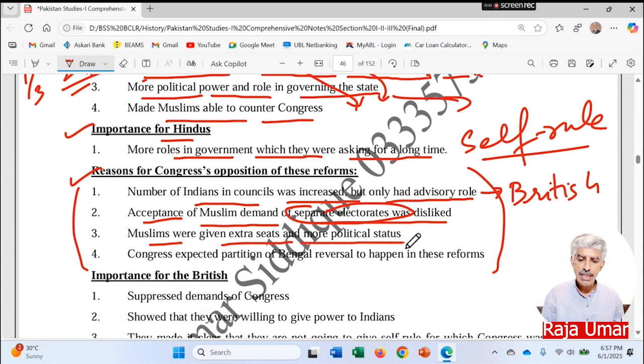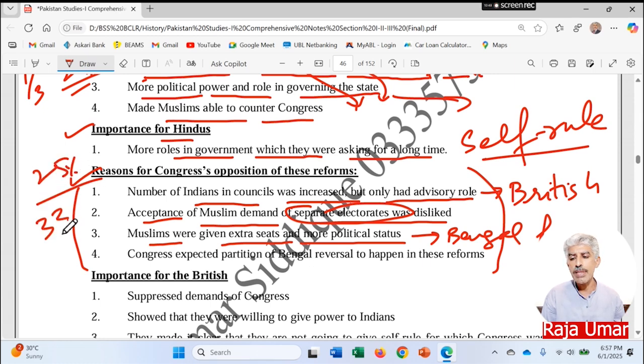Muslims were given extra seats and more political status in Bengal and Punjab, as I told you. So this angered the Hindus, that why did the Muslims get more representation? If their population was 25%, why were they given 33% of the seats? So this angered the Hindus, and they went against these reforms.